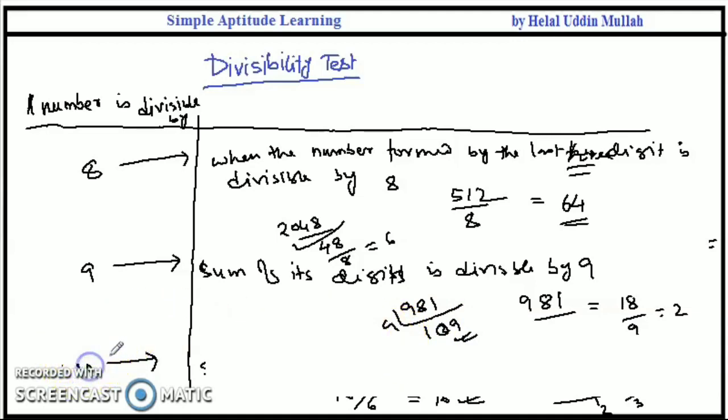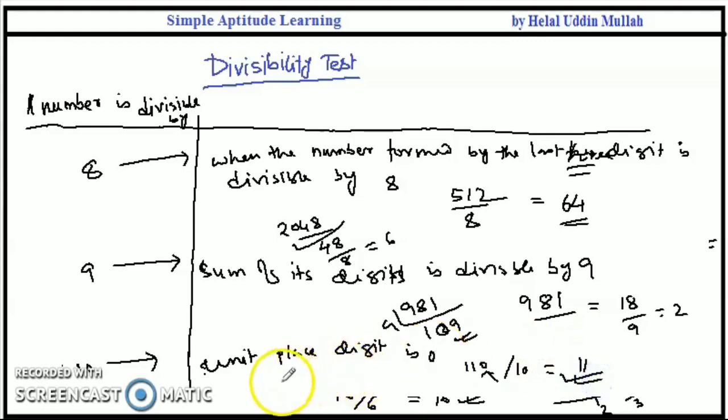For divisibility by 10, when the unit place digit is 0, then I can say that it is divisible by 10. The unit place digit should be 0. Like consider 110, the unit digit is 0, so if you divide by 10, the result is 11. It is simple, you just need to check the unit place digit.